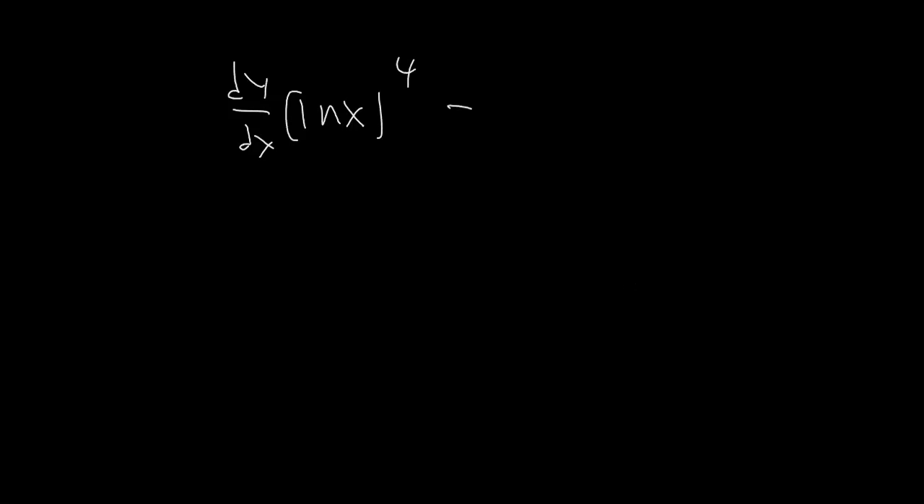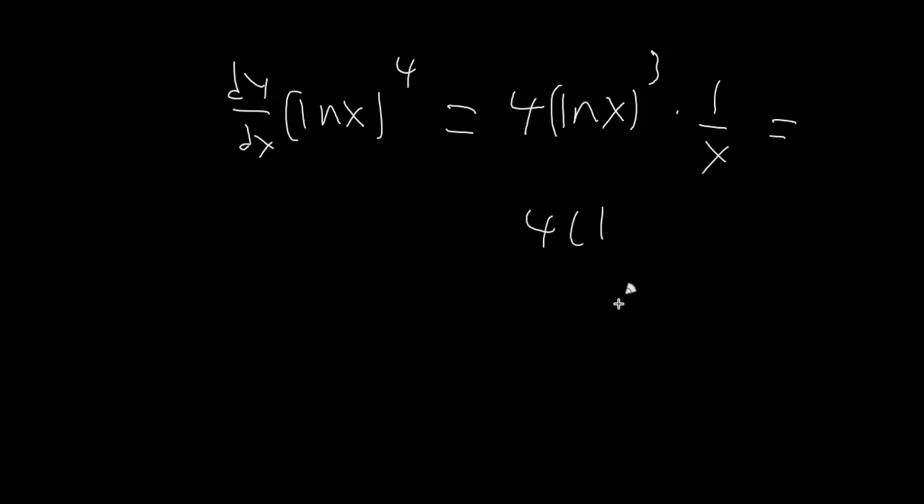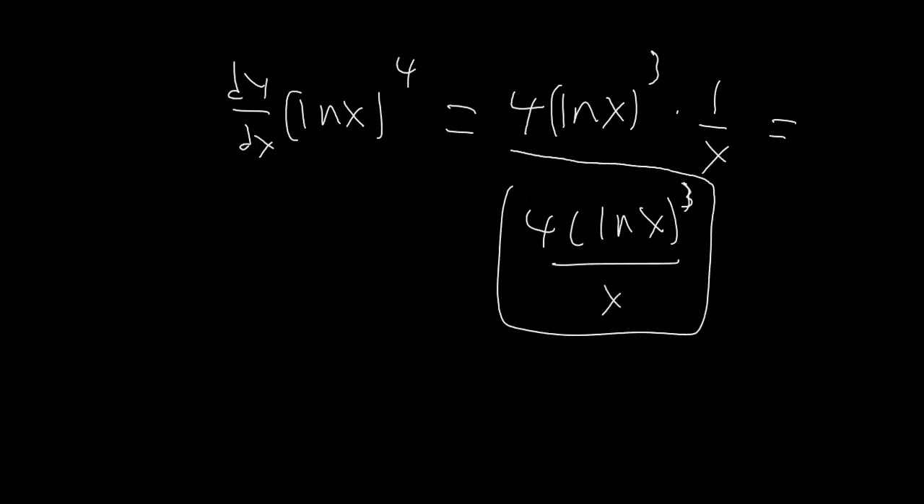Okay, so remember, this is equal to 4 times ln of x raised to the third power, the derivative of the outside function, times the derivative of the inside function, ln of x, which is 1 over x. So 4 times ln of x to the third power over x is our answer. That was the chain rule, and I'll see you in the next video.